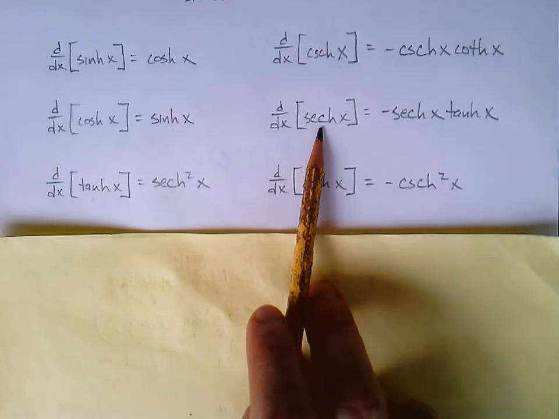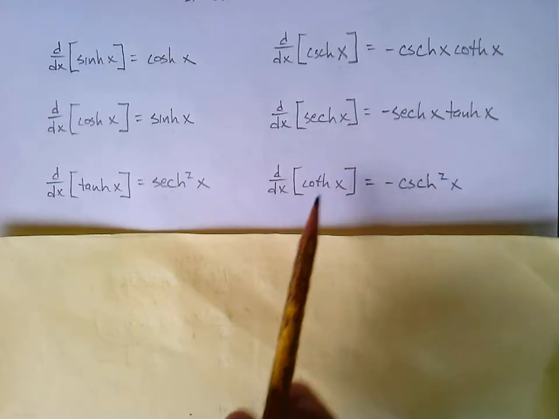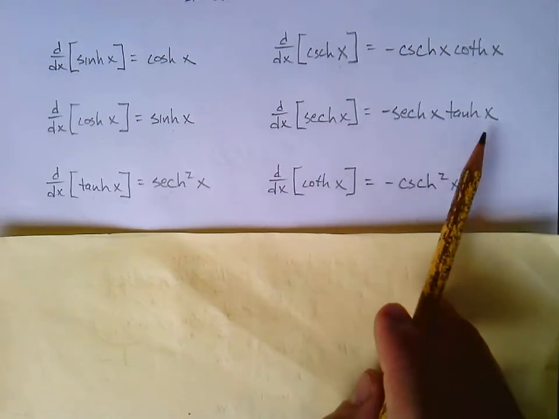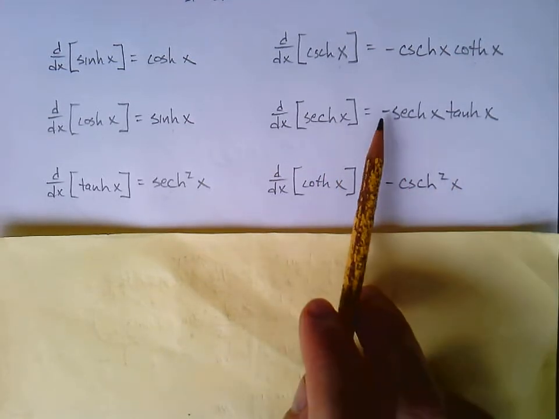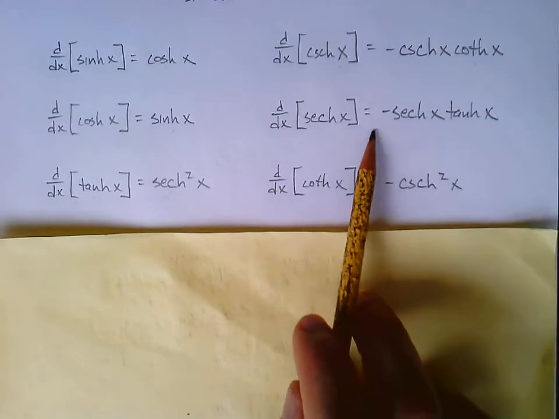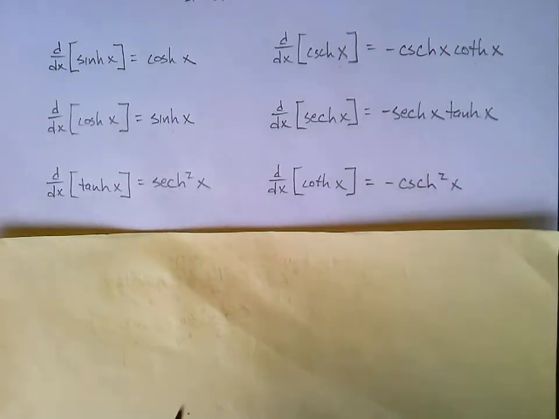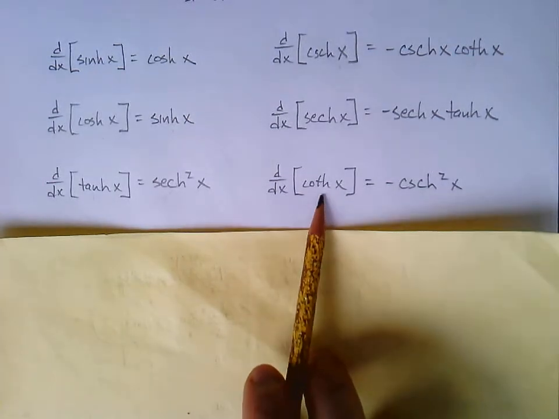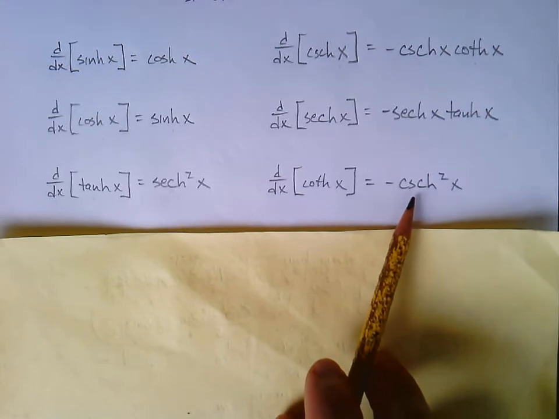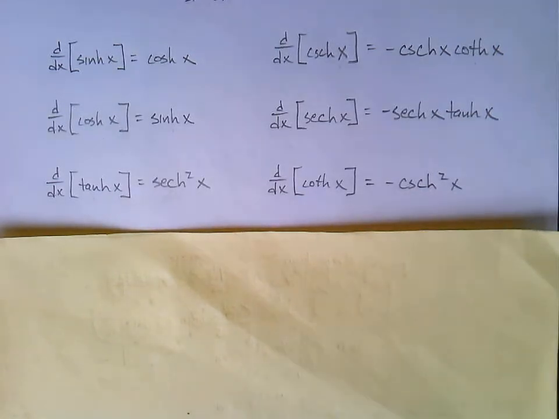Sec x turns out this one is negative. Now, the original trig derivative of secant x is secant x tangent x. Well, we've got that. There's just that negative issue. So the negative is here: negative sec x tangent x. And finally, for coth x, we would really hope that it's negative cosec squared x, and it is.